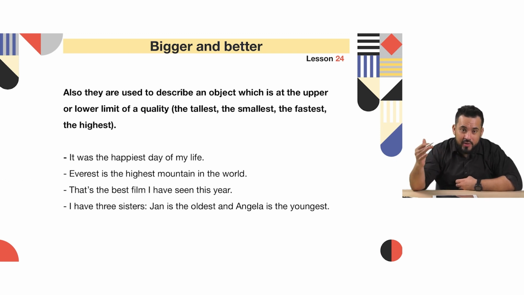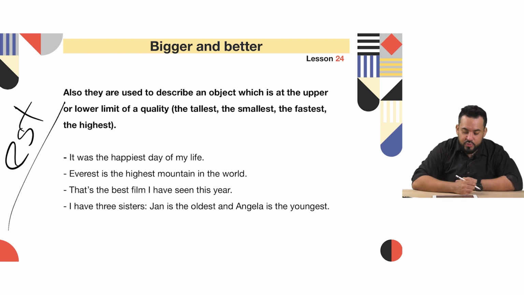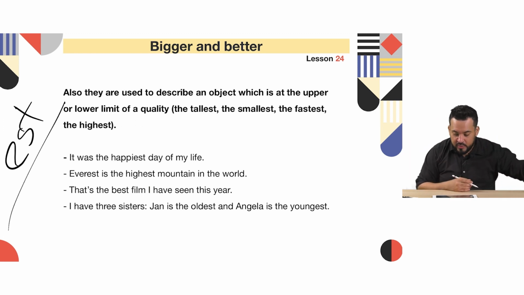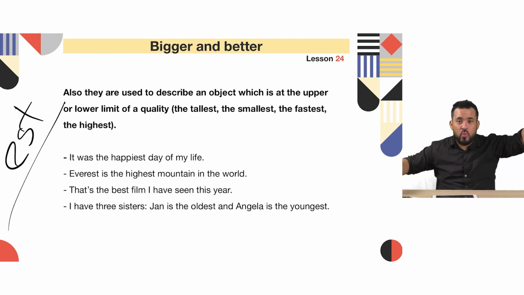Also, they are used to describe an object which is at the upper or lower limit of a quality. We're still talking about superlative, EST. What does that mean? To show that something is at the upper or lower limit of quality. That means the absolute best quality or the absolute worst quality.